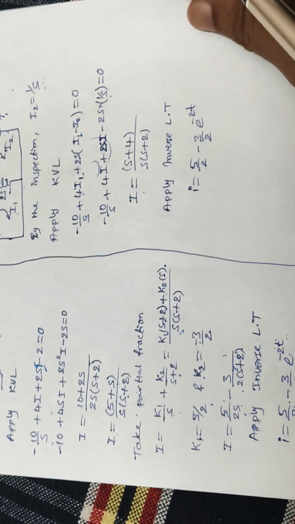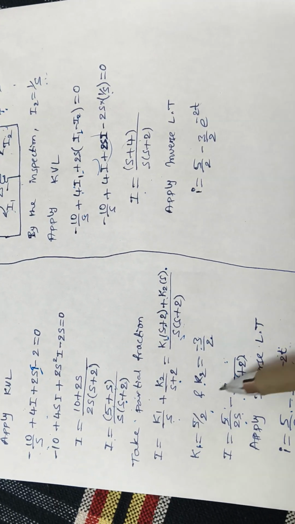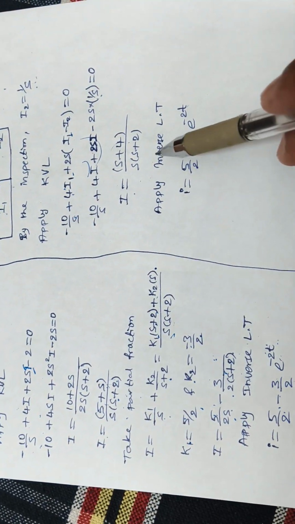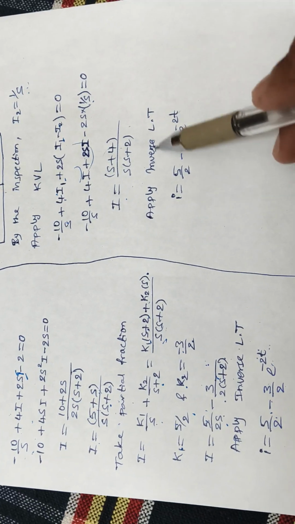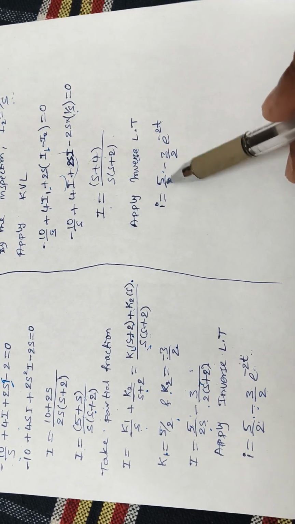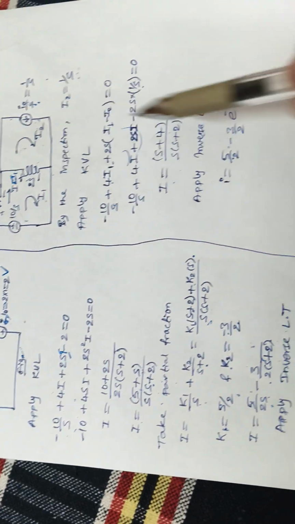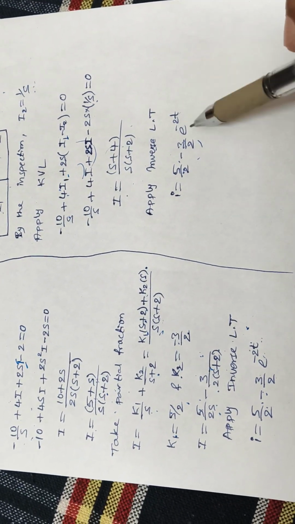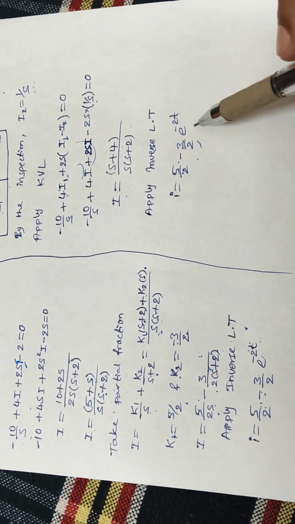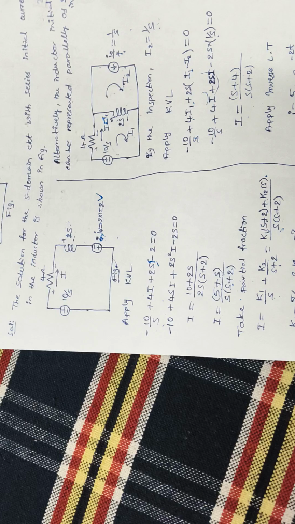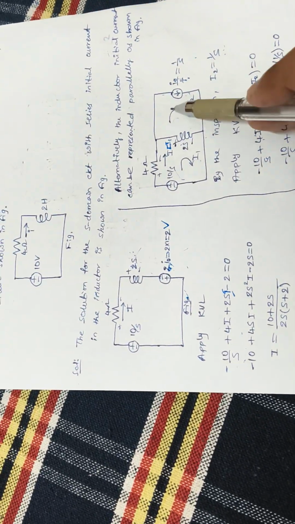As I don't have a direct inverse Laplace transform for this, in a similar way I'll use partial fractions and find the inverse Laplace transform, so that you get a similar expression even with the parallel representation: 5 by 2 minus 3 by 2 into e power minus 2t as the final expression. So in both cases we got a similar expression. This is the series representation, and this is the parallel representation of the inductor.